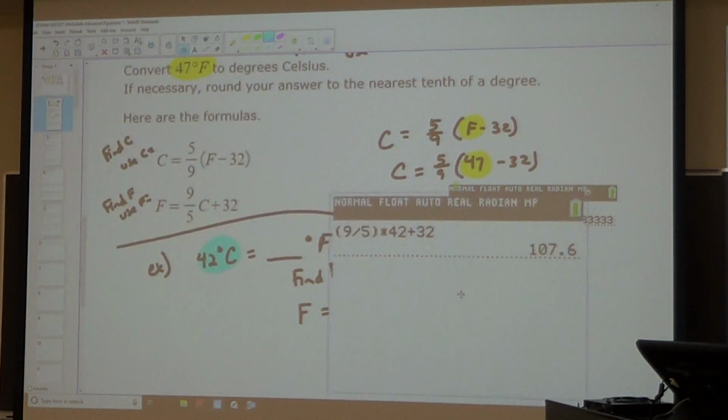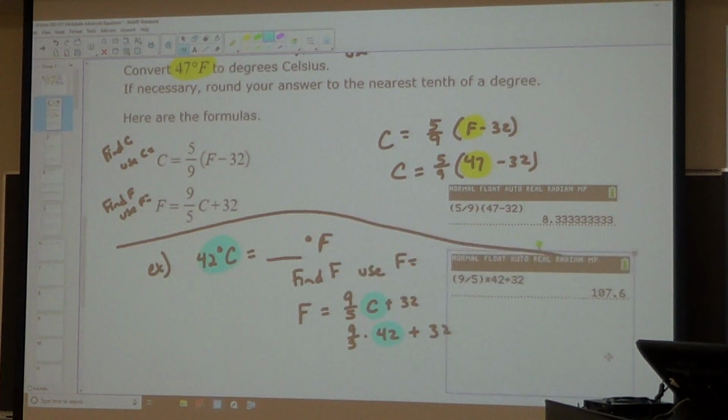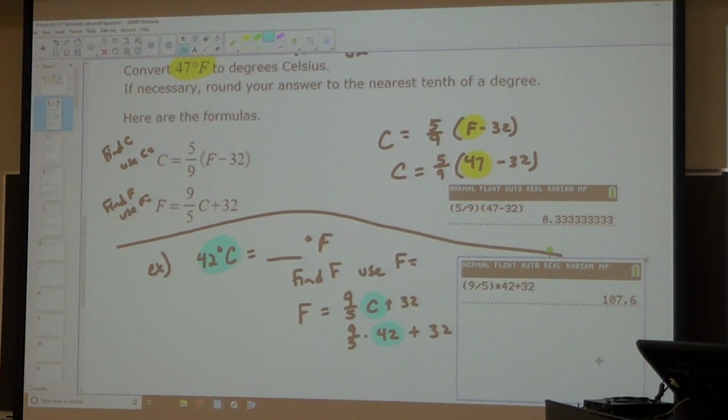There's my answer. And if you do that wrong, it'll give you a totally different answer. So make sure you put the parentheses around the fraction for the F equals, and on the C equals, you have to put the parentheses around the fraction, and you have to put the parentheses around the F minus 32, because the formula tells you to. If I didn't put the parentheses around the F minus 32, it gave me a totally different answer.